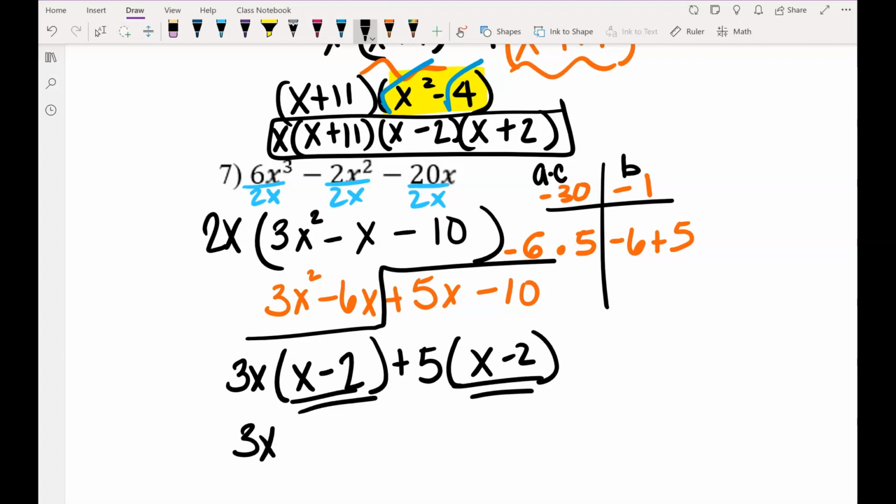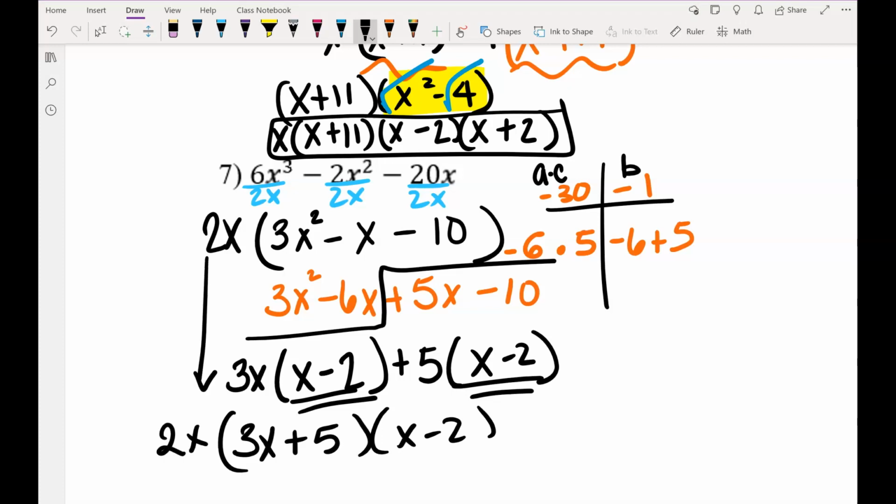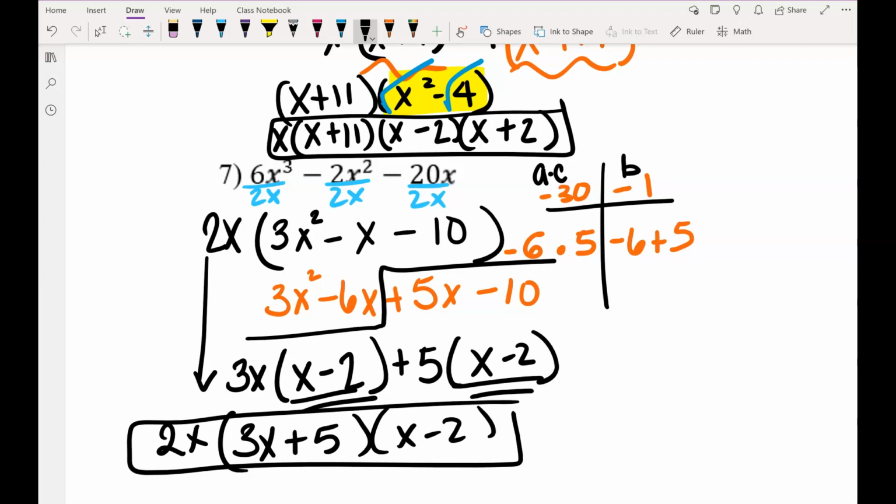So we got 3x plus 5 times the quantity of x minus 2. And we drop what down? 2x down. Now we box that up. And that is a wrap. Woo woo! We are done with Unit 1, y'all.